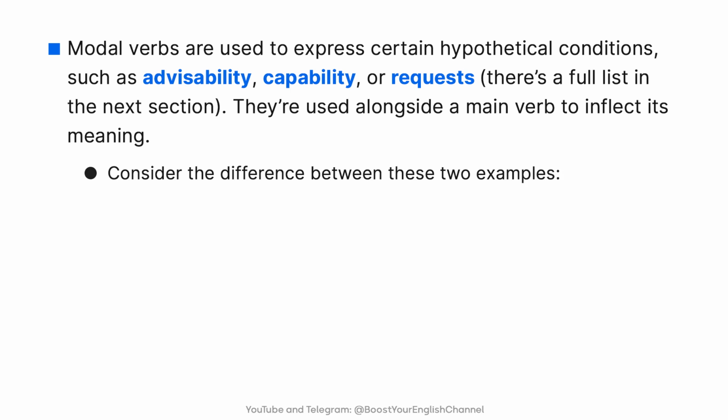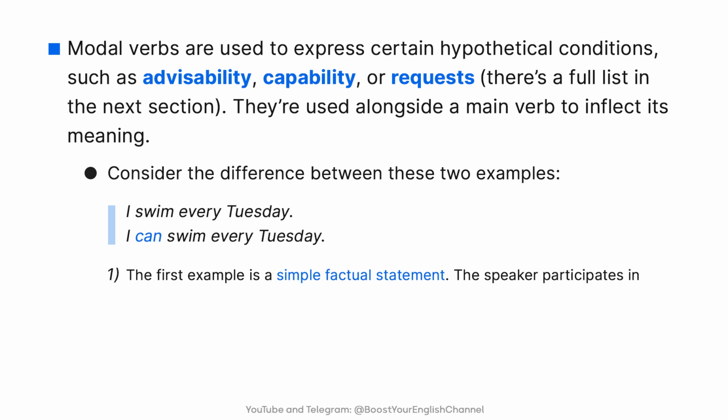Consider the difference between these two examples. I swim every Tuesday. I can swim every Tuesday. The first example is a simple factual statement. The speaker participates in a swimming activity every week on Tuesdays.